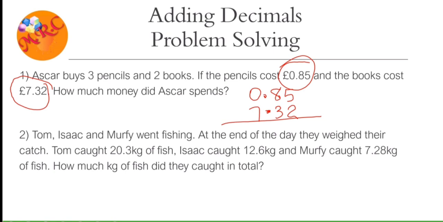Good. 2 plus 5, that is 7. 3 plus 8, that is 11. Bring our 1 here, put our decimal point there, and 7 plus 0 plus 1, that is 8. So our answer is £8.17. Good. Alright, number 2, Tom, Isaac, and Murphy went fishing.